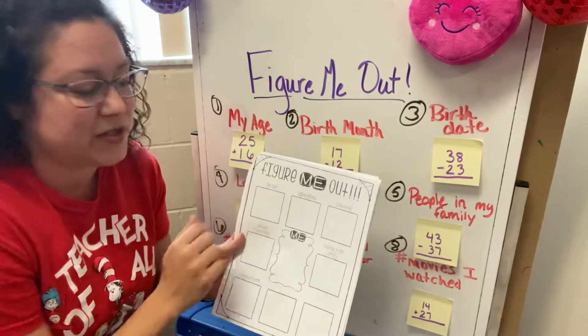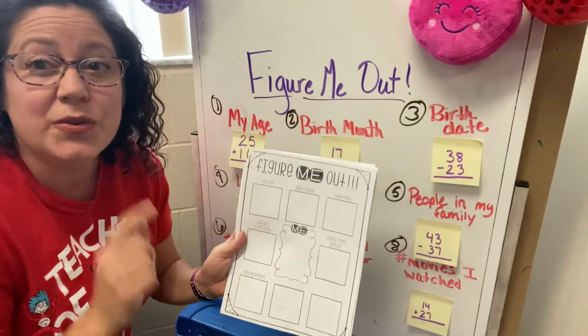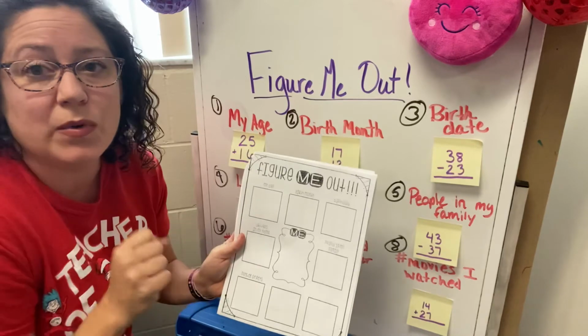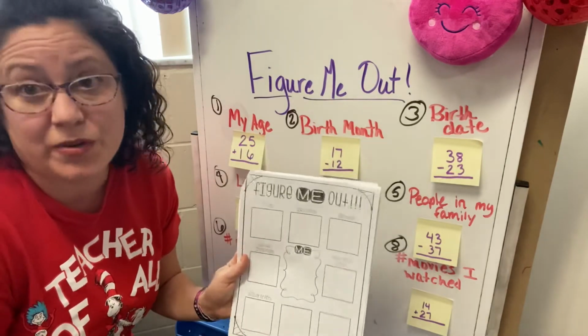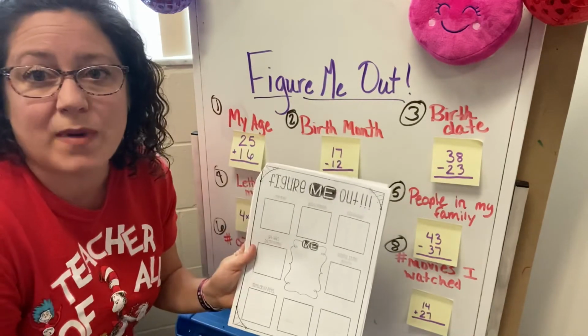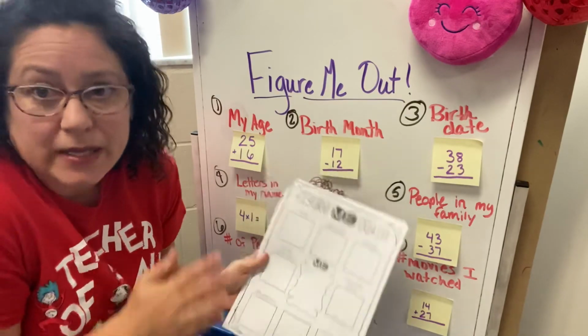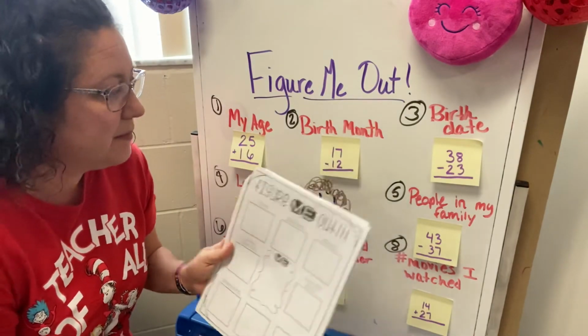Okay? So you're going to have your answers, and you have to come up with a problem to come up with your answer. So however old you are, you need to come up with a math problem to equal that number. So you're probably 8 or 9. So you need to come up with a math problem that's going to equal either 8 or 9. Okay? Does that make sense?